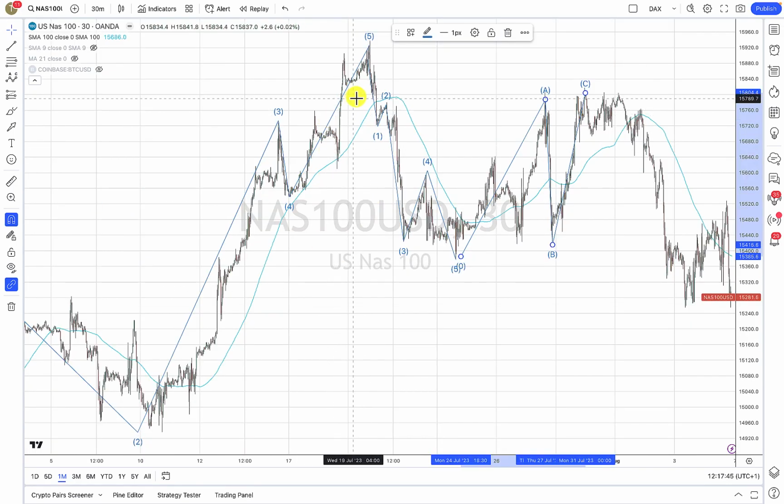Alright, NASDAQ has 5 waves down here. A, B, C, A, B, C. Now we're going down again. Possible 1, 2, 3, 4, 5. So a 1 and a 2, and now down again for a third of a third. So again, looking potentially quite negative on the NASDAQ.